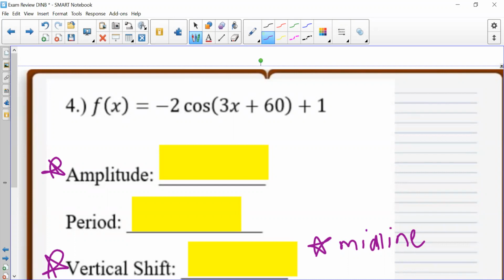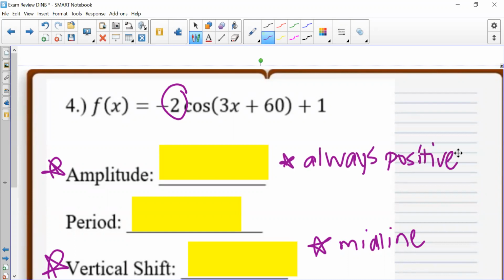Amplitude is the number in the front. Remember, amplitude is always positive. Okay, the negative there is just a reflection on the graph. We did some transformations with this when we learned it. So you do not include the negative as part of your amplitude. Your amplitude is always positive. So 2 is the amplitude. It's just the number in the front.